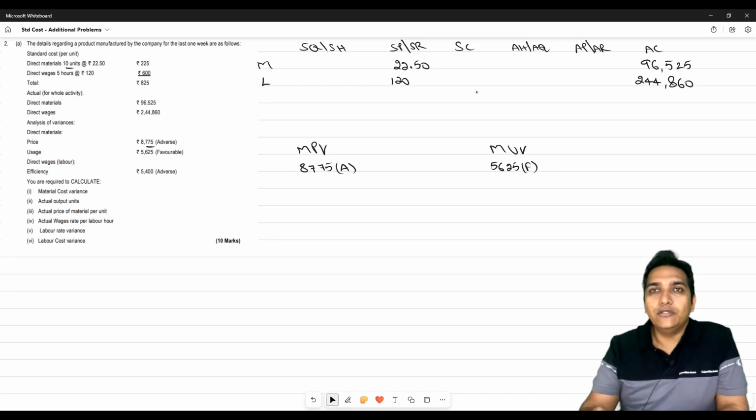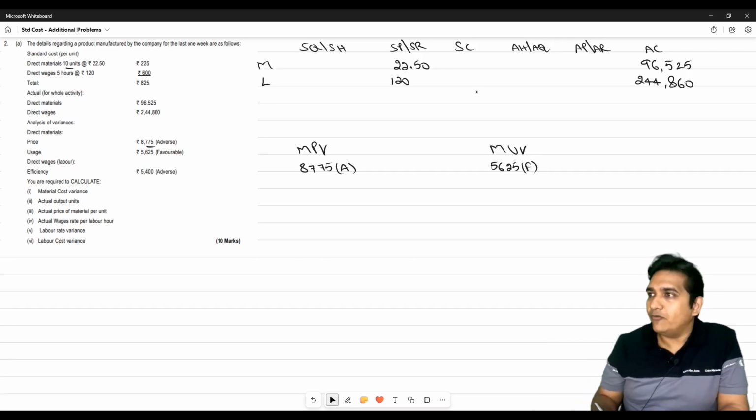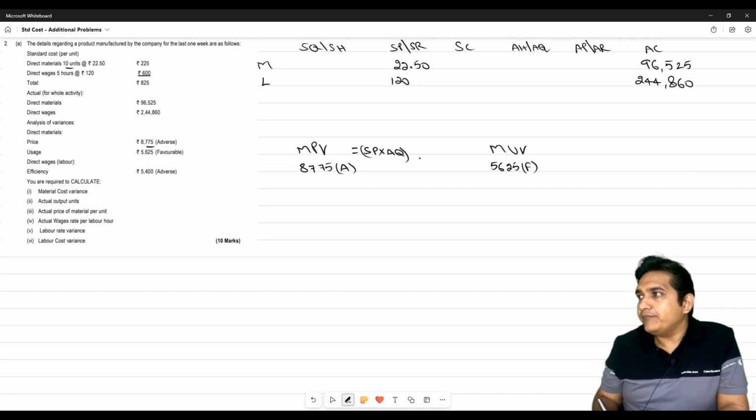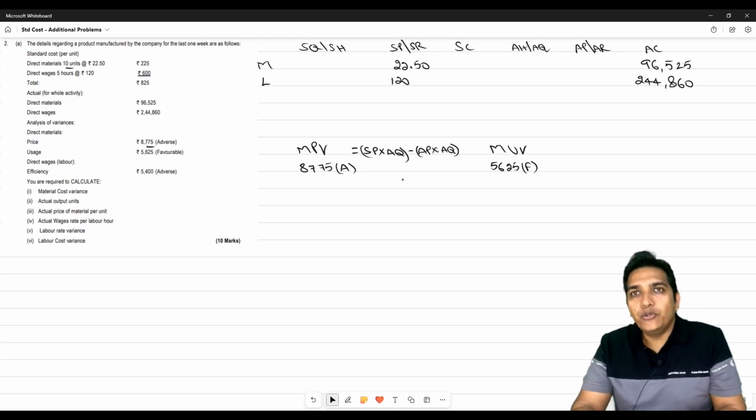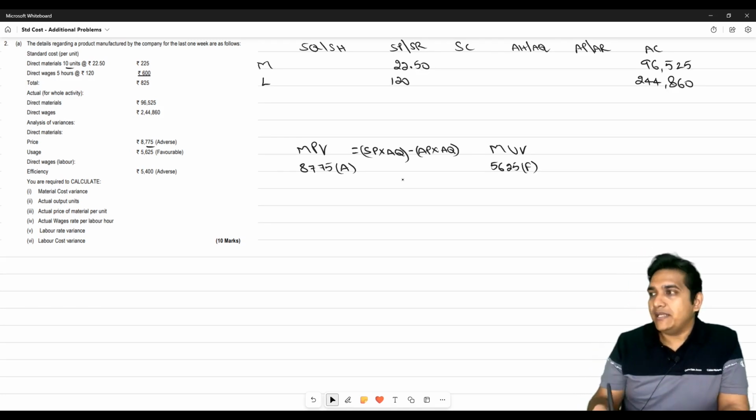Now we will use this information, these variances which they have given, price and usage, to calculate the missing information in our table. How will we do that? What is the formula for material price variance? Standard price into actual quantity minus actual price into actual quantity. So this is the formula for computing my material price variance.